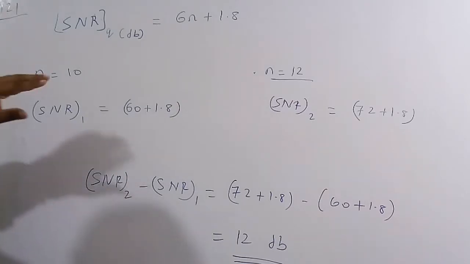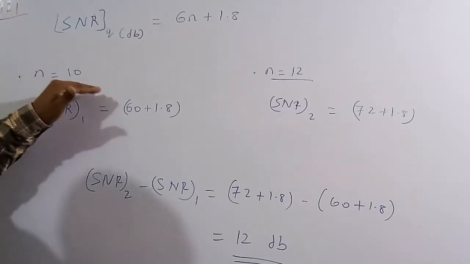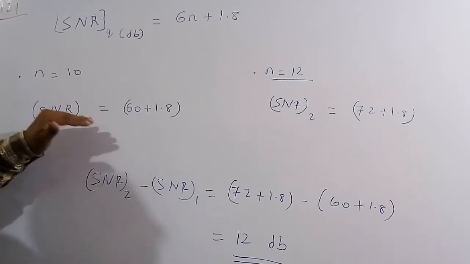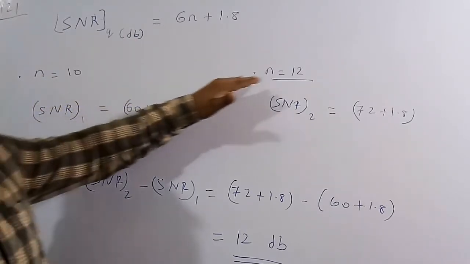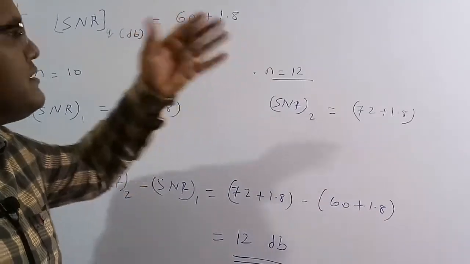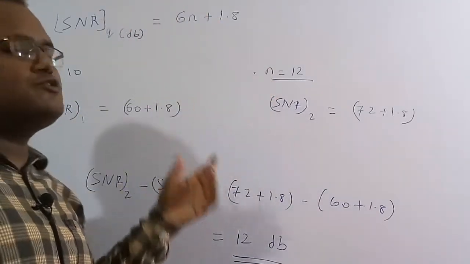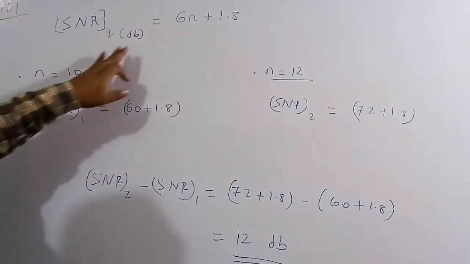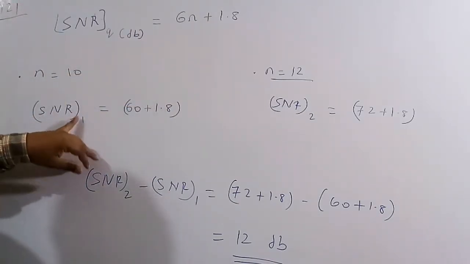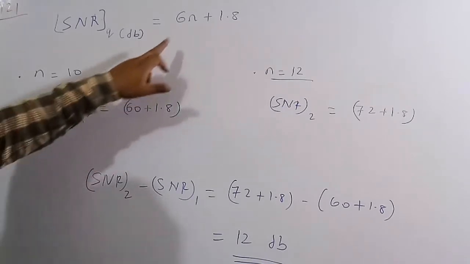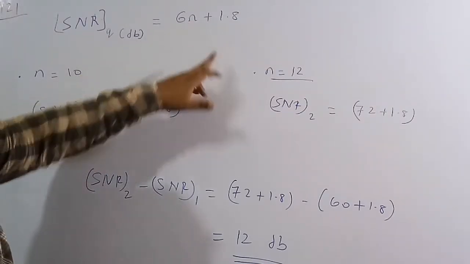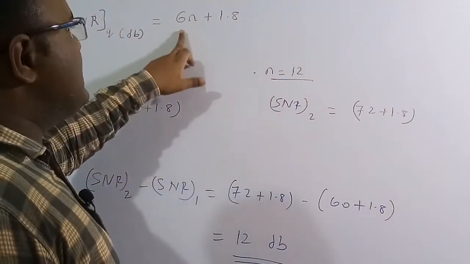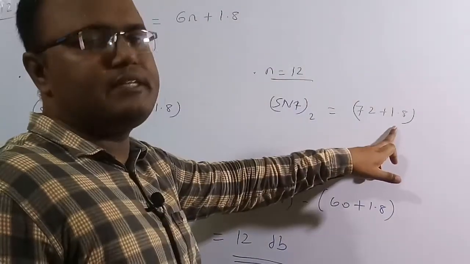Therefore, in the question they have given n is equal to 10 bits. We need to find the signal to quantization noise ratio for n equal to 10, and when n is increased by 2, meaning 10 plus 2, which is 12, we have to know which one is greater and by how much. So if I substitute n equal to 10 here, the signal to quantization noise ratio in dB is 60 plus 1.8, and similarly, when n is equal to 12, substitute 6 into 12, which is 72 plus 1.8 dB.